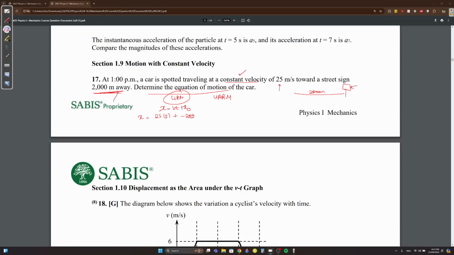So to summarize what they said, they said choose the origin of position as the street sign and the direction of motion of the car as the positive sense. So this is the positive sense. The car is over here, right? It's 2000 meters behind, to the left. So this is where 0 is. They chose this as the origin. So this is at minus 2000. That's just to help you understand what I did here.